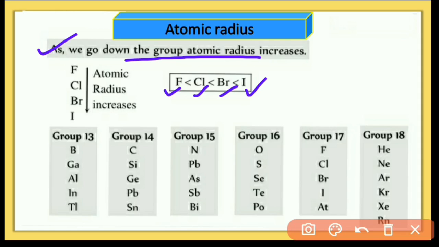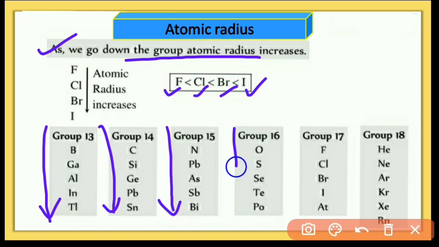So in general in all groups, atomic radius increases when we move down the group due to increasing number of shells. So in all groups, the atomic number increases when we move from top to bottom, and due to increasing number of shells, atomic radius increases in general in all groups.